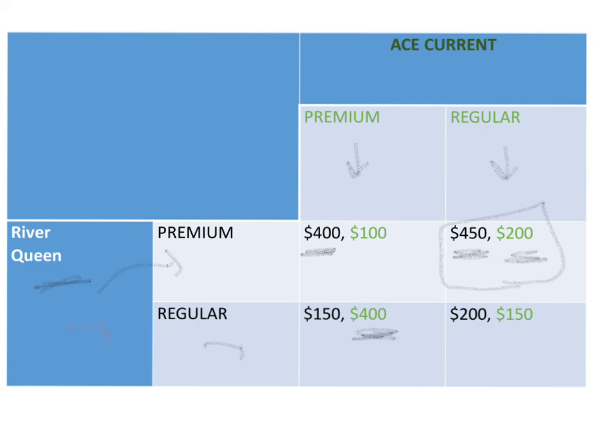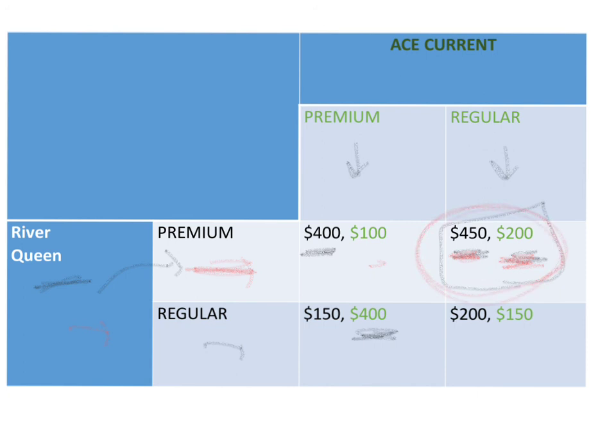So if River Queen goes premium and is going to pick that 450, we know that Ace Current, if they know that River Queen will definitely go premium, is only interested in making a choice between 200 and this 100 over here. They'll choose the 200. When both players play this game simultaneously, knowing what each other will choose, this will be the Nash equilibrium.